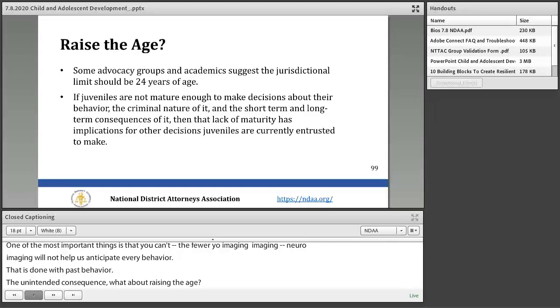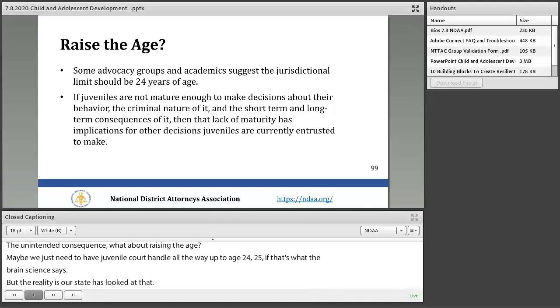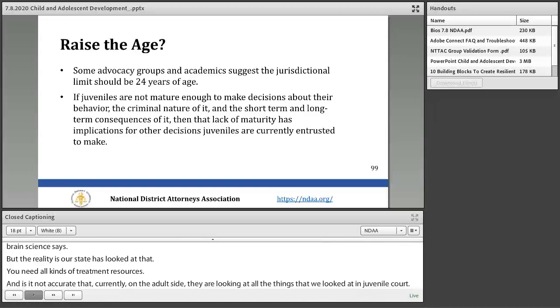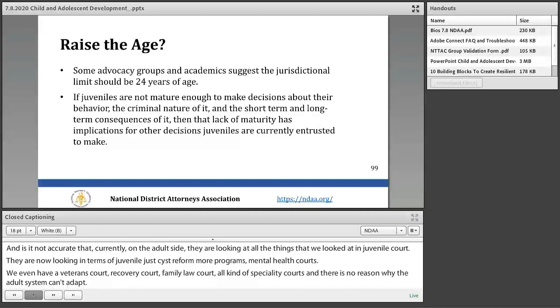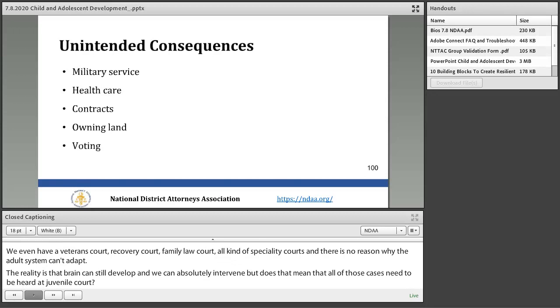What about raising the age? Maybe we just need to have juvenile court handle all the way up to age 24, 25, if that's what the brain science says. But the reality is, when our state has looked at that, you're going to need all different types of treatment resources. And is it not accurate that currently, on the adult side, they're looking at all the things that we've looked at in juvenile court? They are now looking at, in terms of juvenile justice reform, more programs, mental health courts. We even have a veterans court, recovery courts, family law courts, all kinds of specialty courts. And there's no reason why the adult system cannot adapt. The reality is the brain can still develop and we can absolutely intervene, but does that mean that all those cases need to be heard at juvenile court?